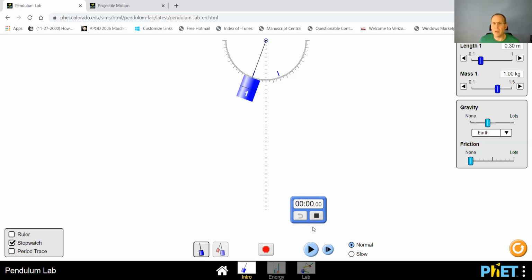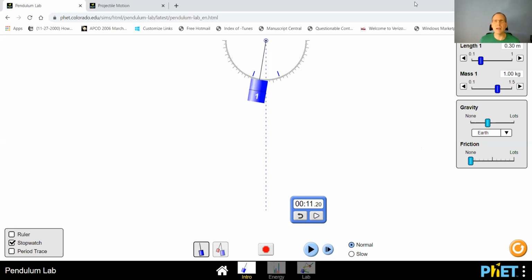Hit play, and then remember you have to hover over the stop button because you want to count the time. In this case, we're going to do 10 oscillations. So I'll start it. 1, 2, 3, 4, 5, 6, 7, 8, 9, stop. So 11.20 seconds. That's the time for 10 oscillations when the length is 30 centimeters, right? So you want to do it for each of those lengths, for 20, 30, 40, 50, and 60 centimeters. Okay, so just like lab 0.